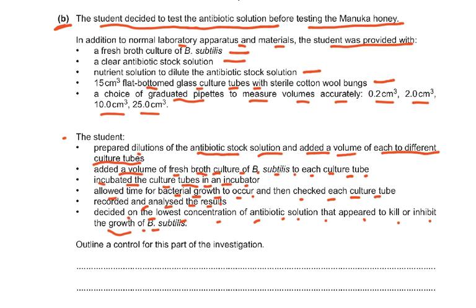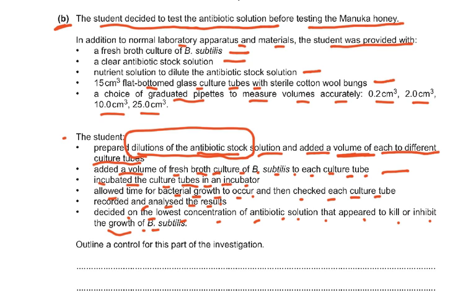So you first prepared the dilutions of the antibiotic stock solution, so you would have different dilutions, but the volume would remain the same. Then you added a fixed volume, 2 cm cube or 3 cm cube, of the broth culture to each culture tube. Then you incubated them, meaning you kept them in a water bath at a specific temperature, like I told you in the beginning, 25 degrees Celsius for 24 hours. That is something which you picked up from the question. And then you allowed it for 24 hours, and then you checked it after the 24 hours.